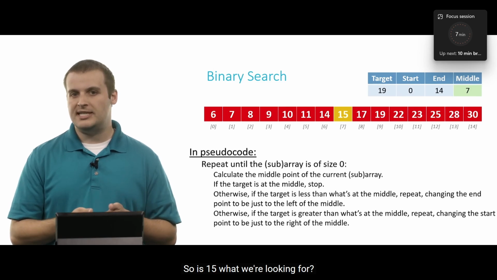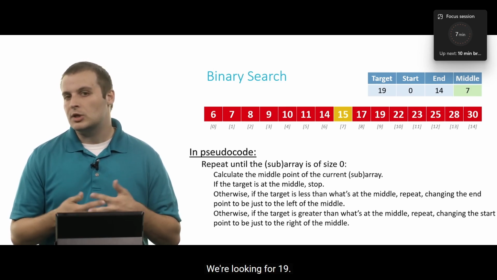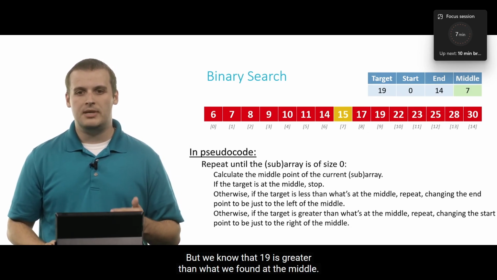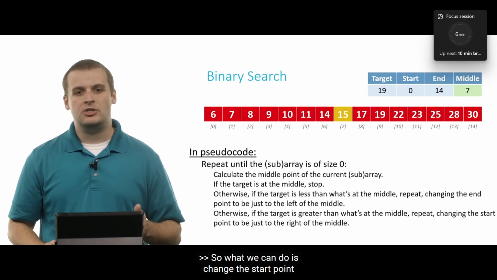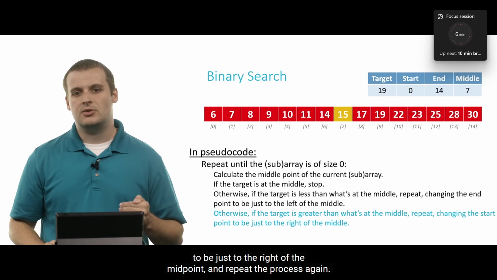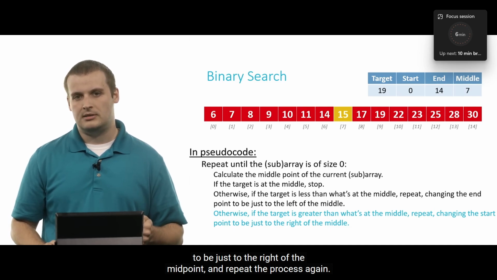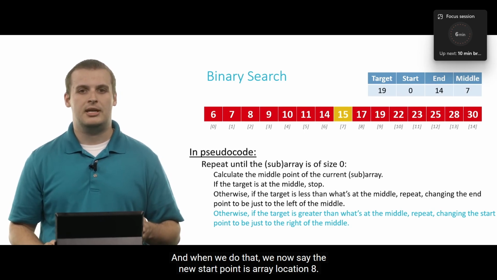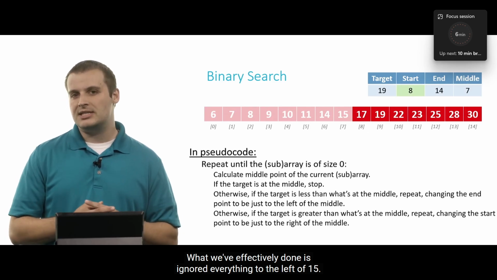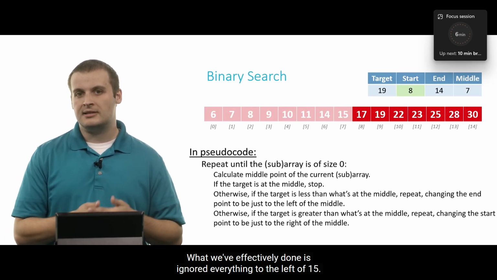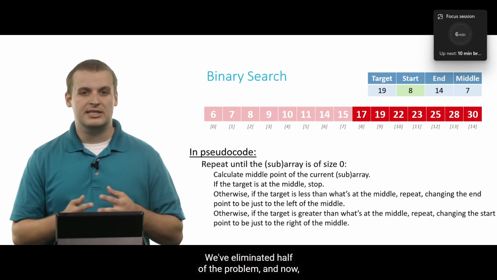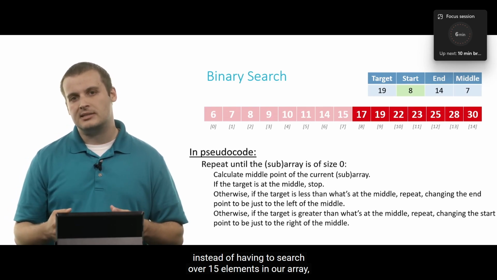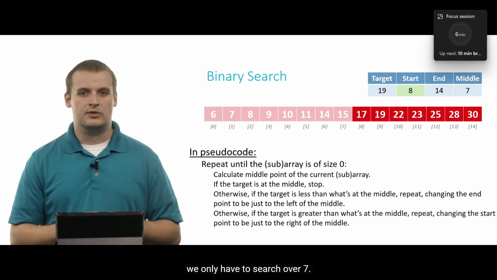So is 15 what we're looking for? No, it's not. We're looking for 19, but we know that 19 is greater than what we found at the middle. So what we can do is change the start point to be just to the right of the midpoint and repeat the process again. When we do that, we now say the new start point is array location 8. What we've effectively done is ignored everything to the left of 15. We've eliminated half of the problem, and now instead of having to search over 15 elements in our array, we only have to search over 7.